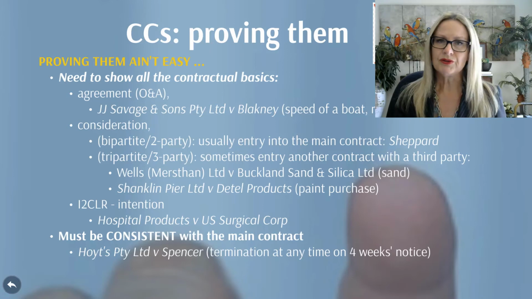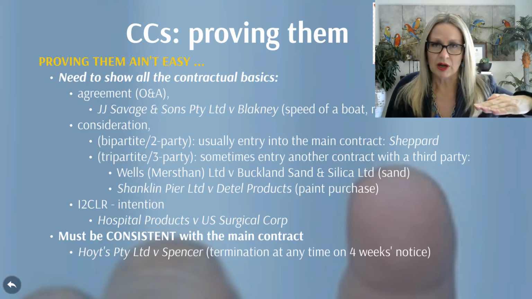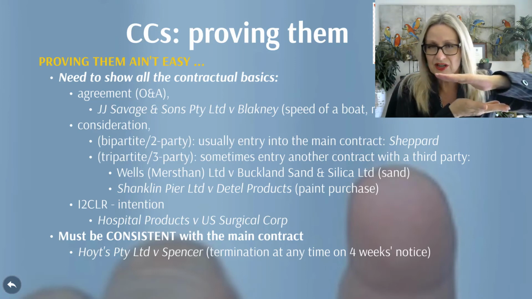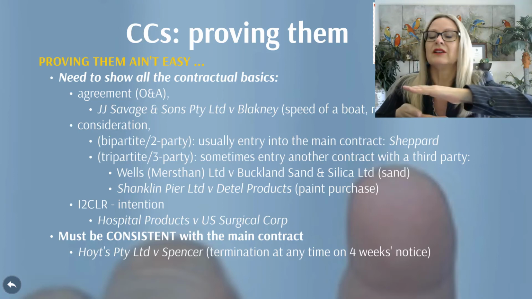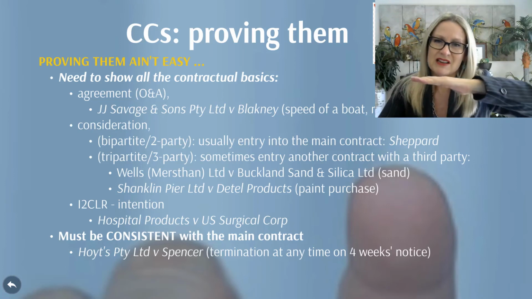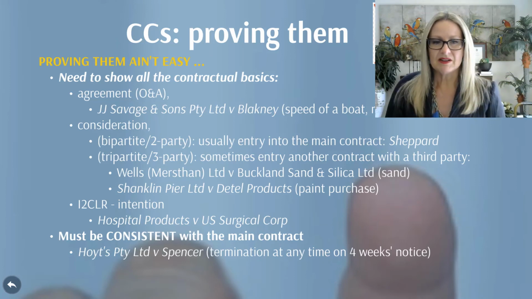So all of the nuts and bolts that you need to show for an ordinary contract have to also be evident in a collateral contract before a court will find that a collateral contract exists. And the final principle is that the collateral contract can't be inconsistent with the terms of the main contract. And that really just makes sense, doesn't it? Because if you've got a main contract ticking along quite nicely, and then you start to say, well, hang on a minute, there's this collateral contract as well that operates alongside it and qualifies it, you can't have it being inconsistent, otherwise which one would prevail? It just doesn't really make sense.